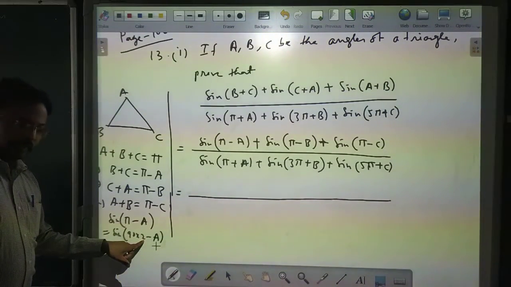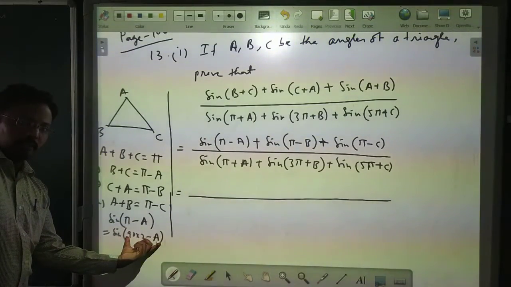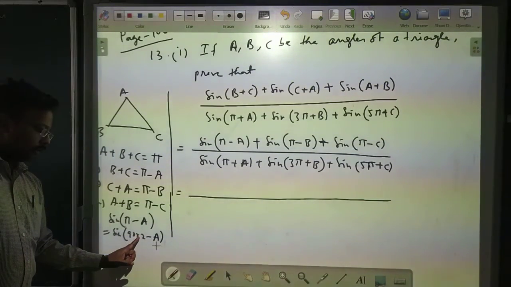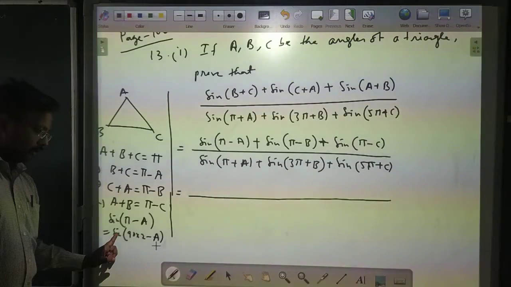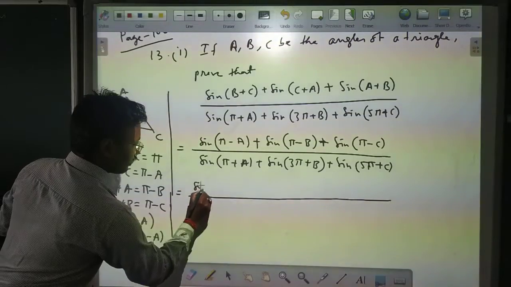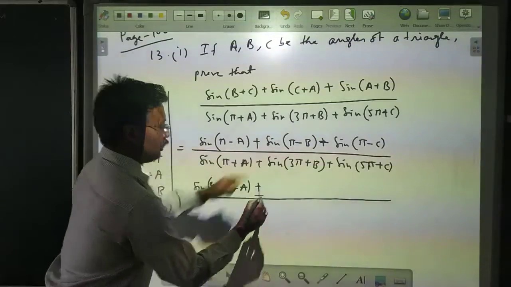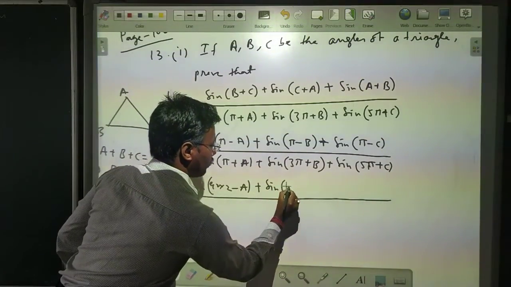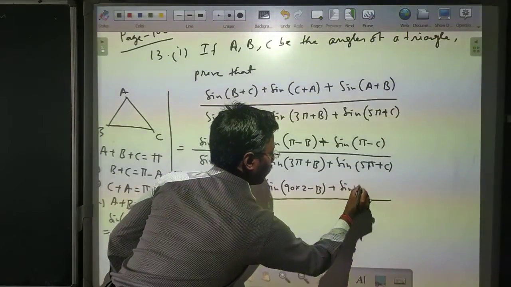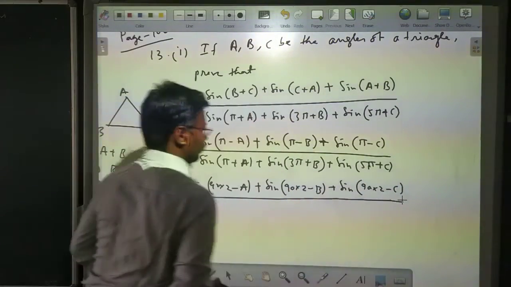Now, if the number is even, then there is no change in trigonometric ratio. At the same time, you need to check which quadrant this angle lies in. So, this angle lies in the second quadrant, and second quadrant is positive for sine and cosec. So, from here, you can write it as sine 90 into 2 minus a. Similarly, for pi minus b, it can be written as sine 90 into 2 minus b, and sine 90 into 2 minus c for pi minus c.